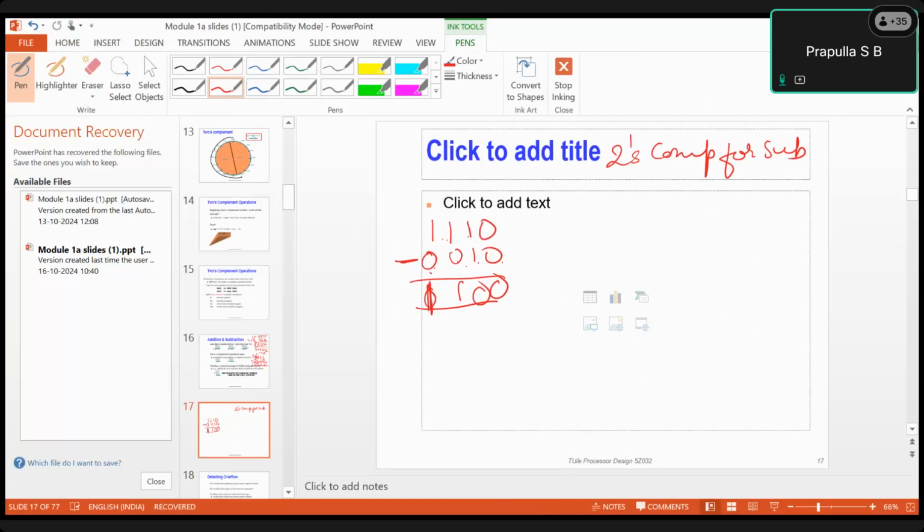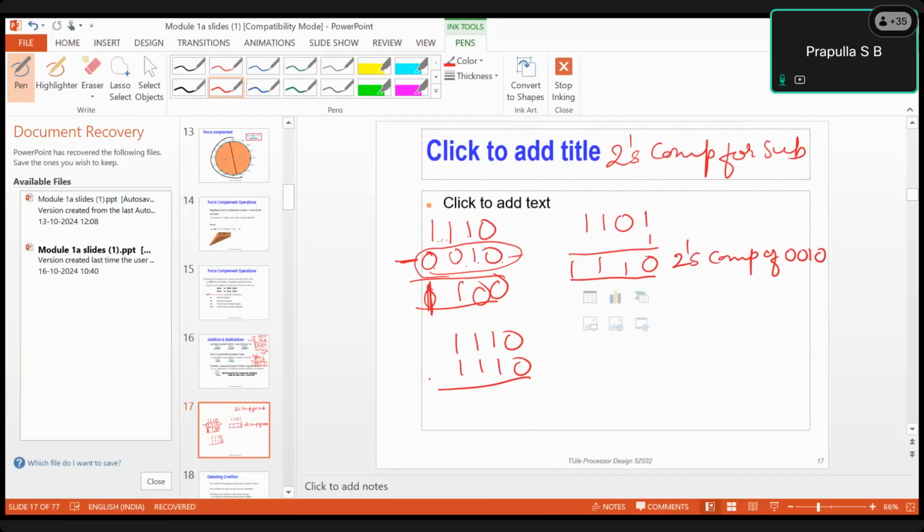So when you are doing this using 2's complement, take this subtrahend and convert it to 2's complement. First I convert to 1's complement, then add 1, and you will get the 2's complement. This is the 2's complement of 0010. Okay. Now to this 2's complement, you have to add this number 1110. So mind you, here you have to add. So this is 0 0 1.